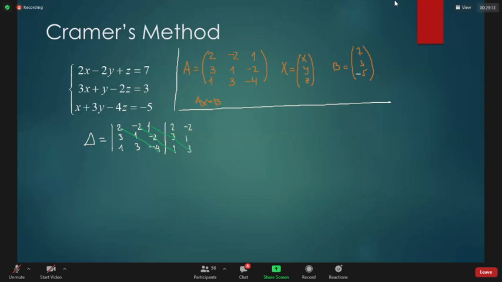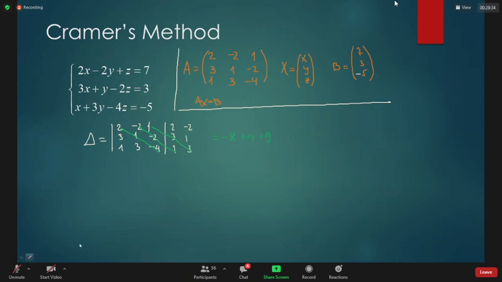Don't be sloppy, don't be careless. Take care which actual factors you are multiplying, through which point you go. So 2, 1, minus 4, the product is minus 8. Minus 2, 1, the product is plus 4. And 1, 3, 3, the product is plus 9.